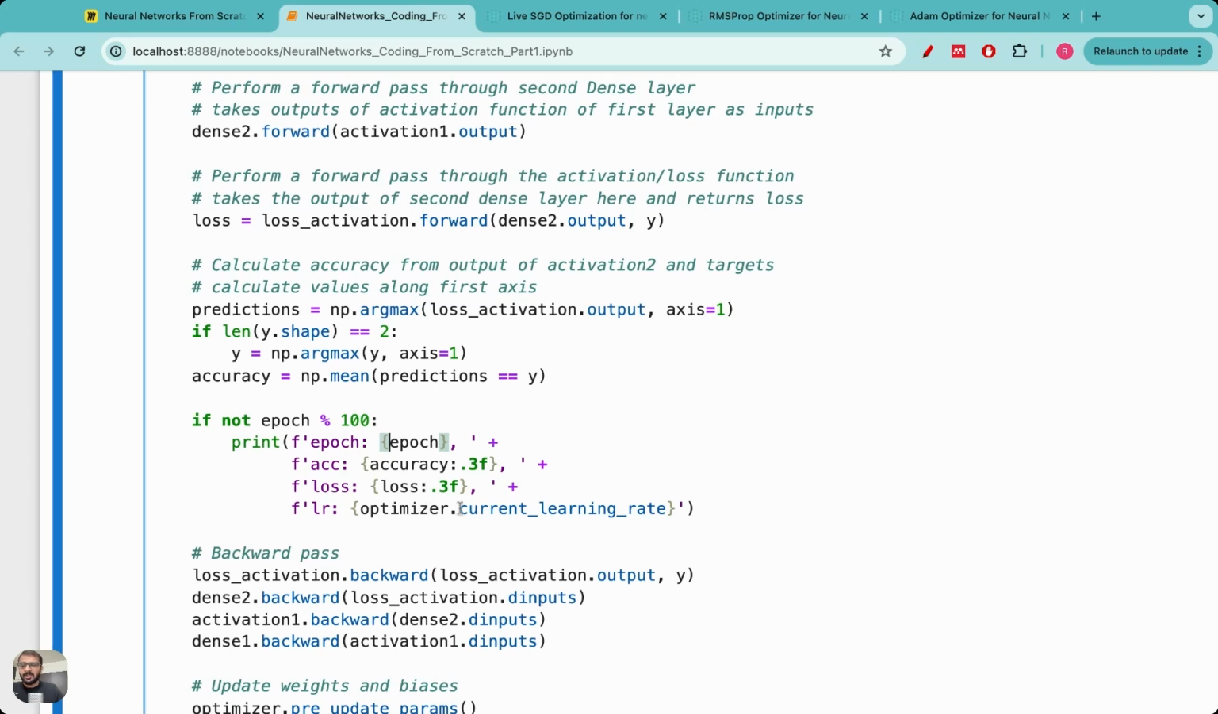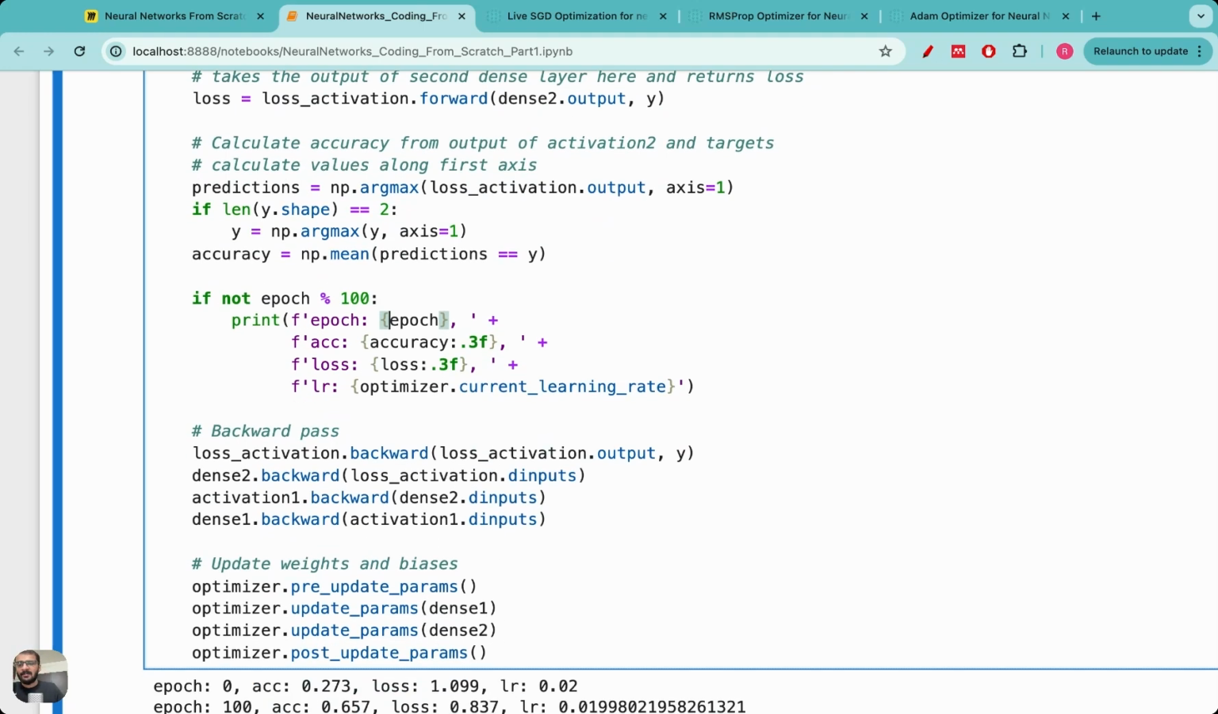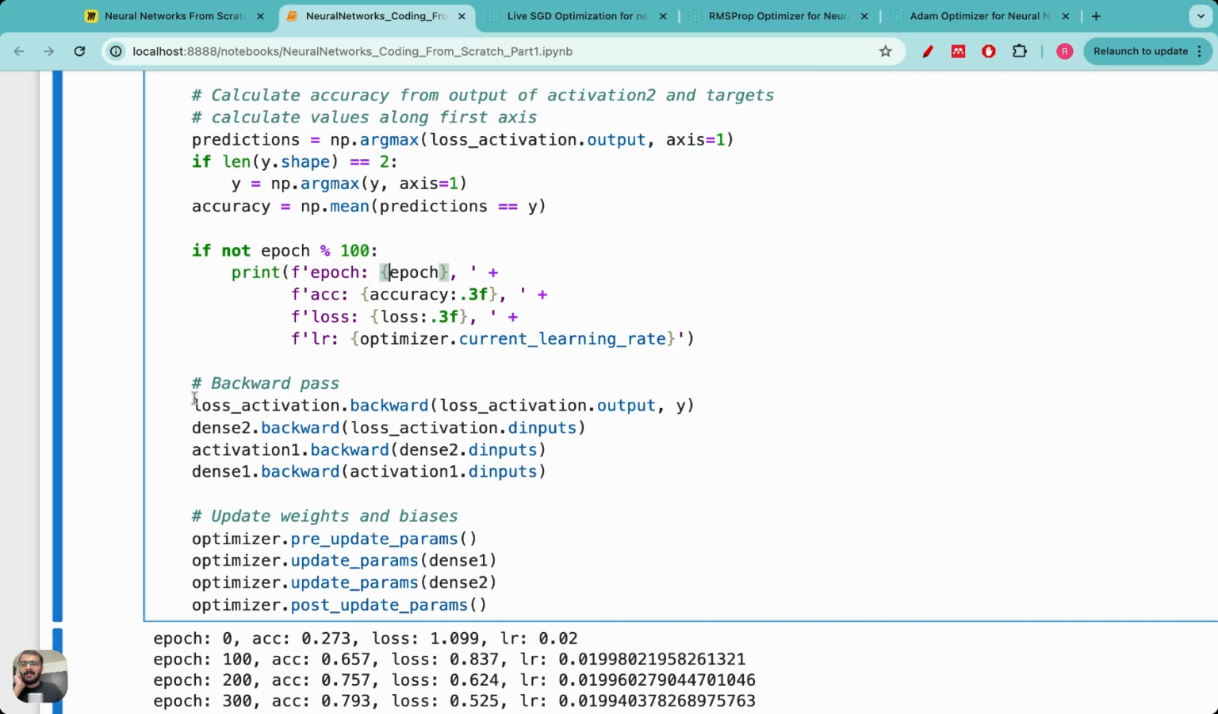So the learning rate is changing with each epoch, so that we are also printing it out. One epoch is just going through the data set entirely once, so keep that in mind. And then we will be running the backward pass.